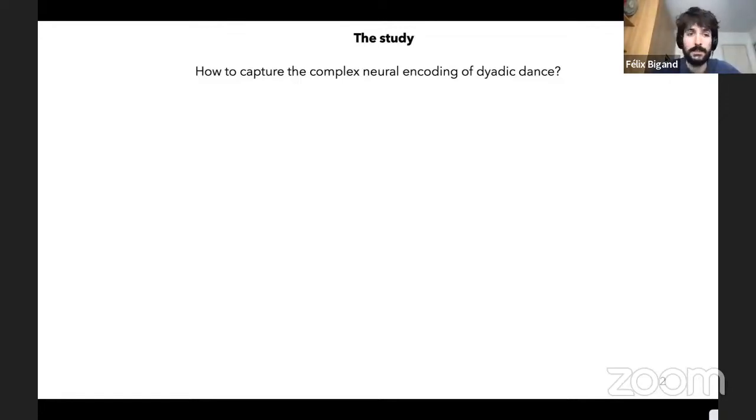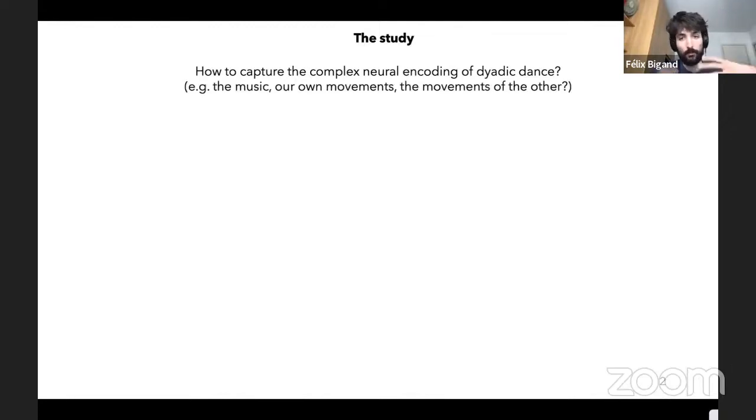EEG. One is that when we dance together, basically the brain must encode multimodal information, like the music that one listens to, the movements that I generate, the movements that my partner is generating, and also how I'm going to try to harmonize all of this together to make something coherent.